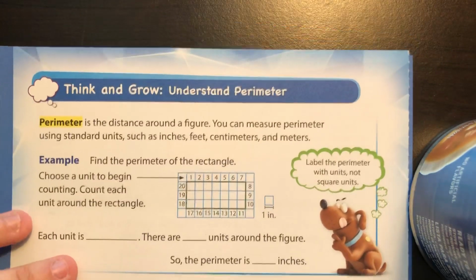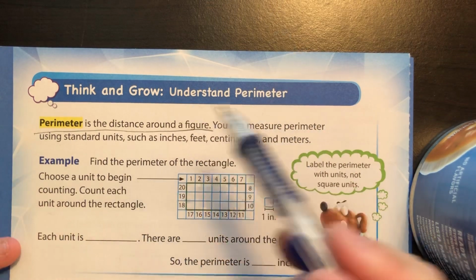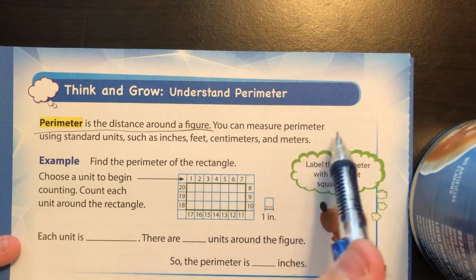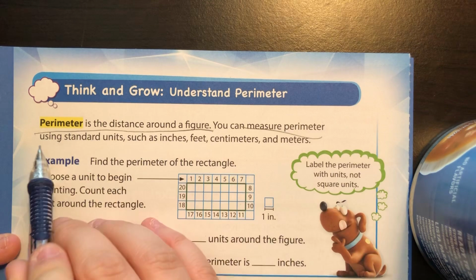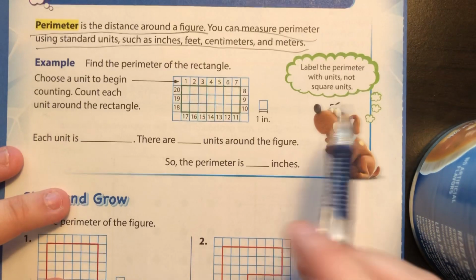Here we go. So perimeter is the distance around a figure, so the outside. I like to think of a fence around a property. You can measure perimeter in standard units such as inches, feet, centimeters, and meters. And here's a little example, all right?